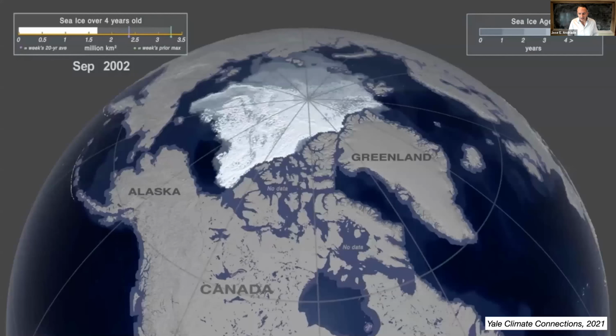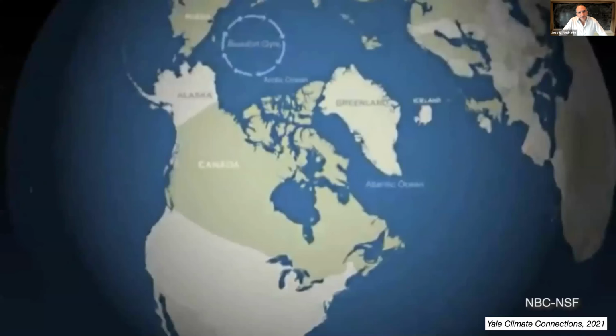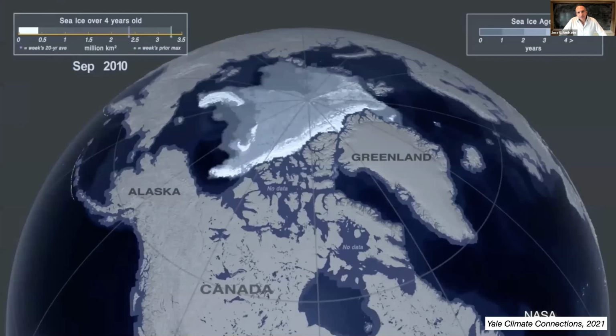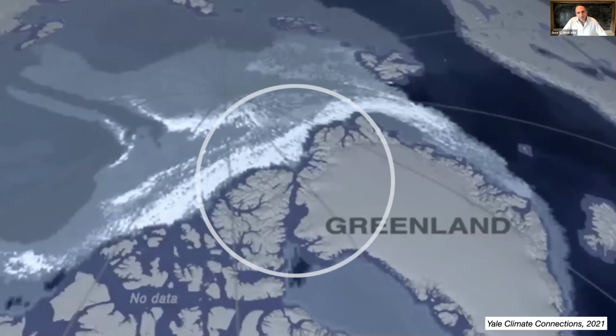So same place. Circulation of ice in the Arctic Ocean is driven by a massive current known as the Beaufort Gyre. The current has the effect of pushing the thickest, oldest ice to the northern shores of Canada and Greenland, near the entrance to the Nares Strait.